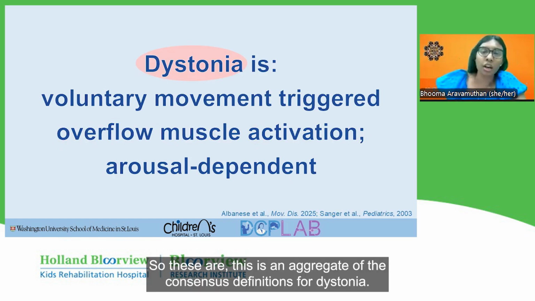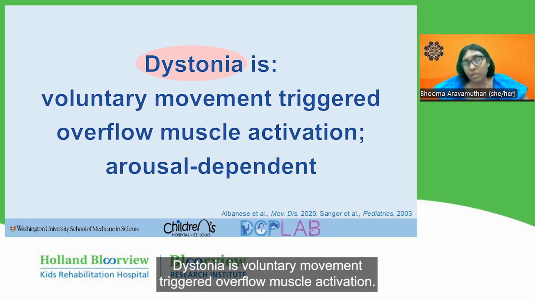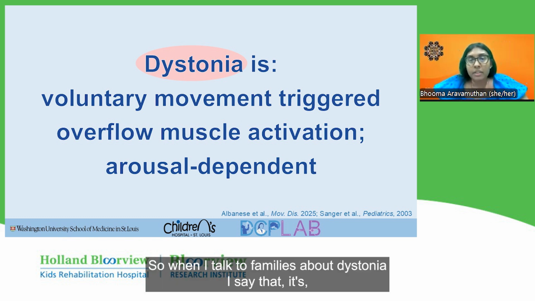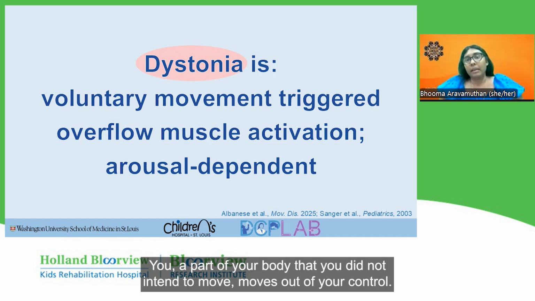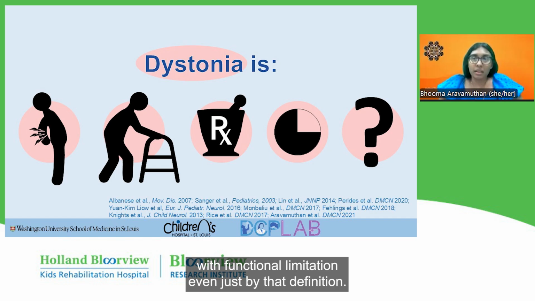So this is an aggregate of the consensus definitions for dystonia. Dystonia is voluntary movement triggered overflow muscle activation that's arousal dependent. So when I talk to families about dystonia, I say that it's every time you try to move or every time someone tries to move you or handles you, a part of your body that you did not intend to move moves out of your control. So inherently, dystonia can be associated with functional limitation, even just by that definition.